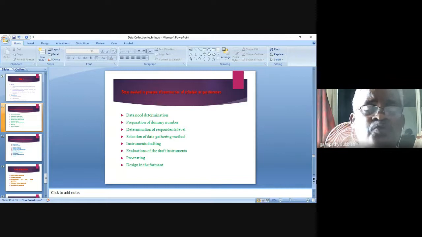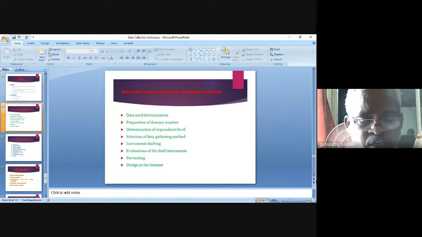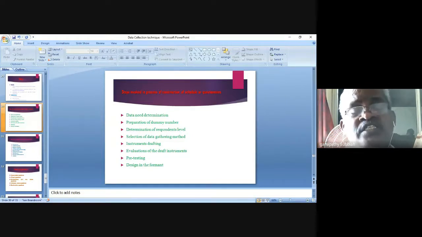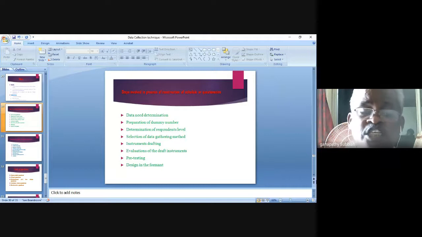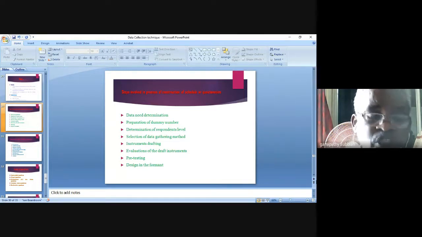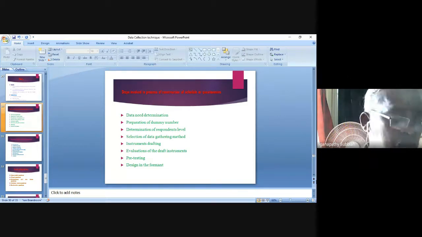First, you trace the respondent for the study. The respondent is educated. The respondent is uneducated. The respondent is a villager. The respondent is a student. The respondent is an employee. So these are taken into account for the preparation of questions in the schedule and the questionnaires. So the respondent level is very much important.